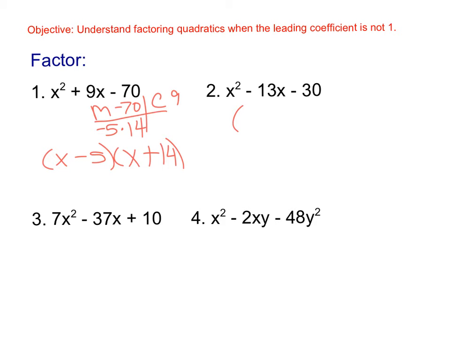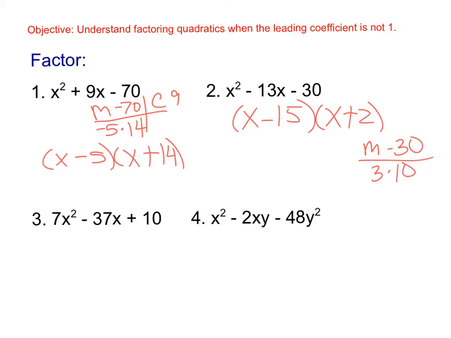Now be careful with this one. A lot of kids get this one wrong. It's x minus 15, x plus 2. Right, because we're multiplying to negative 30. So they have to be different signs. So if you put 3 and 10, 3 and 10 don't work because the 10 would be negative. That would give you a negative 7, not a negative 10. So watch your signs for that one.